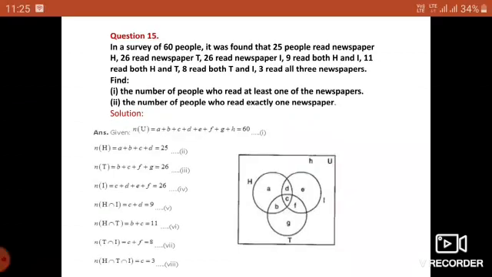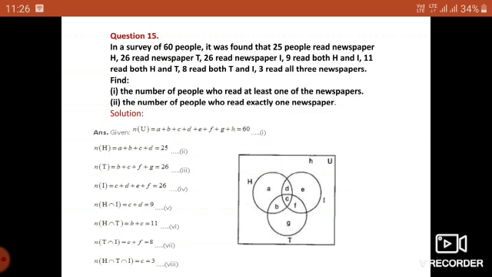See the next one. In a survey of 60 people, it was found that 25 people read newspaper H, 26 read newspaper T, 26 read newspaper I, 9 read both H and I, 11 read both H and T, 8 read both T and I, and 3 read all 3 newspapers. Find the number of people who read at least one of the newspapers, and the number of people who read exactly one newspaper.